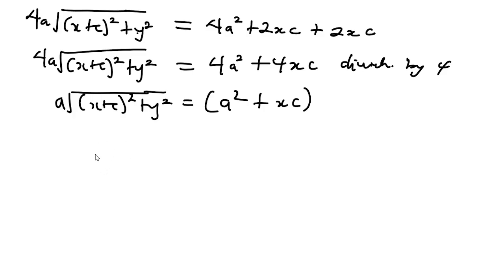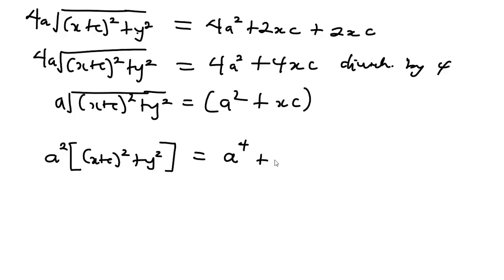If you square both sides again, what are we going to get? So this side will give us a squared multiplying x plus c all squared plus y squared being equal to, we square both sides, so this is going to be affected too. So we have a exponent 4 plus, so we are squaring both sides.